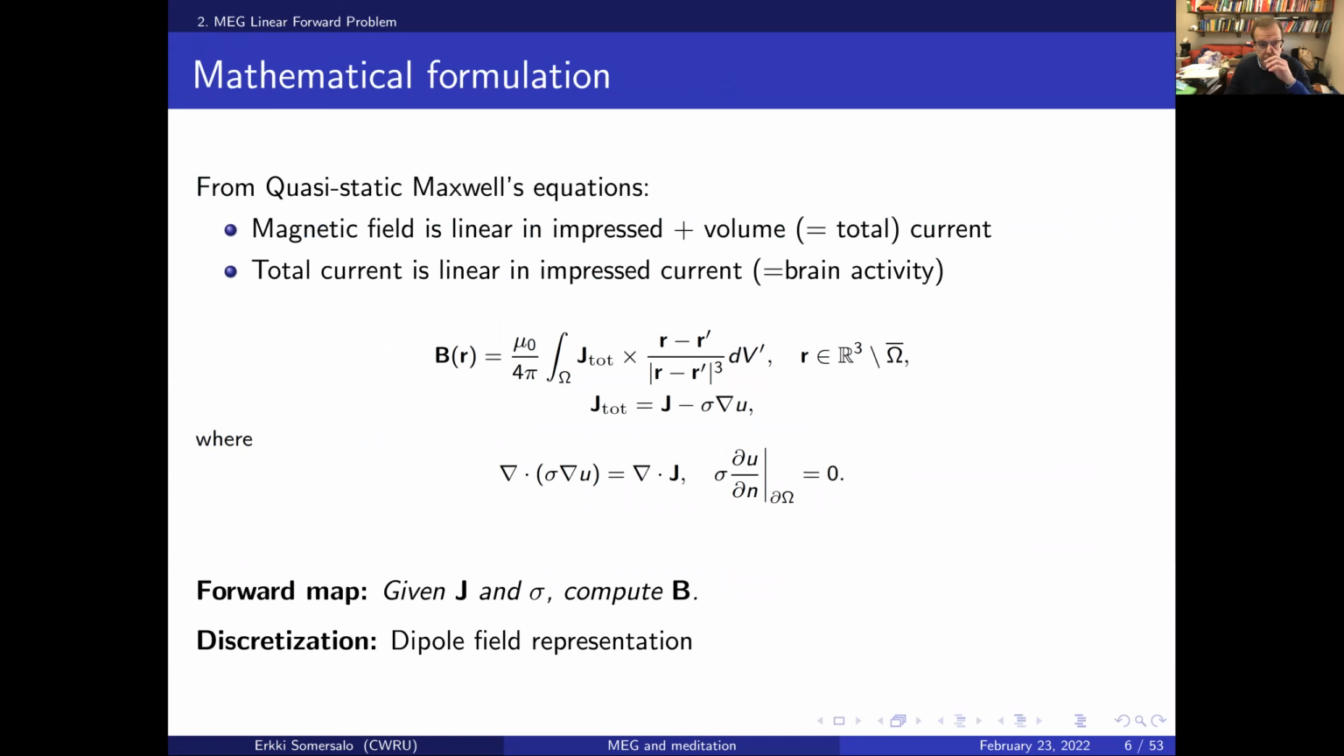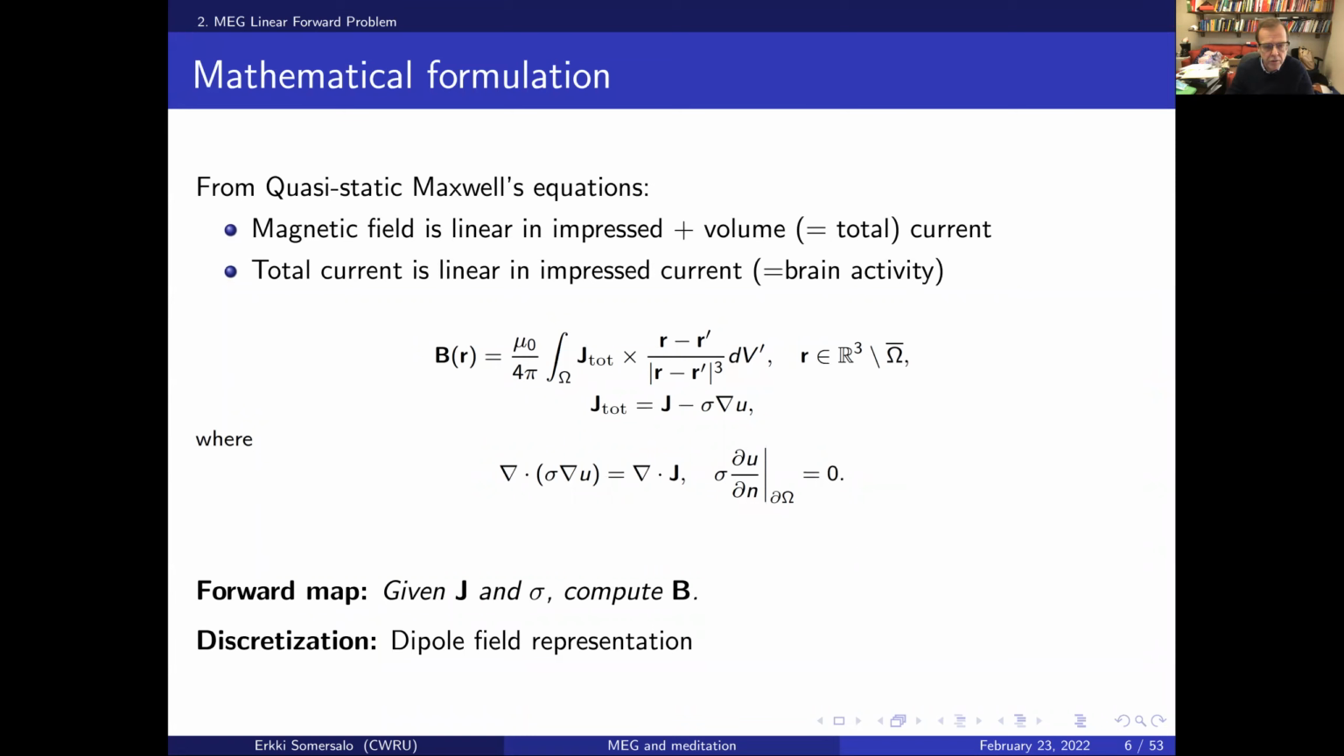So we start with Maxwell's equations, the quasi-static Maxwell's equations. If you write the Biot-Savart law, you see that the magnetic field is an integral operator of the total current. The total current consists of two parts. There's the impressed current J, which we are interested in. And then there's the volume current. And the volume current is just the ohmic response of the material in the head to the electromotive force of J.